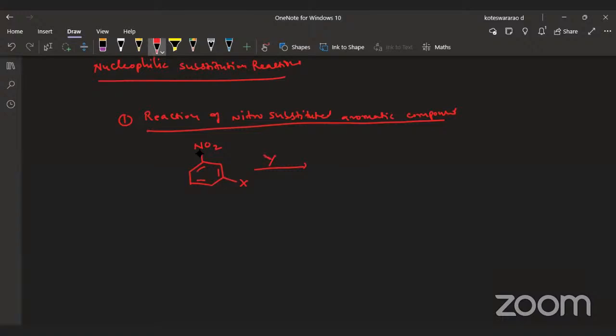Now the incoming nucleophile is Y minus. For example, it is a hydroxy or cyano or amino or amine derivatives maybe. Under photochemical conditions, X will be replaced by Y. It's looking very easy, but when you are studying the mechanism, it is a high energetic reaction. When it is irradiated with light, first it produces the π to π star excited state of the aromatic system or starting material. This is the π to π star excited state.